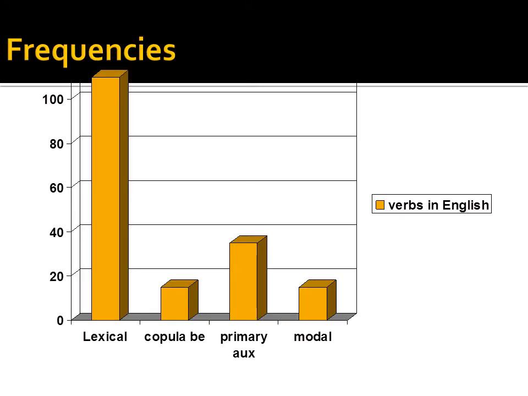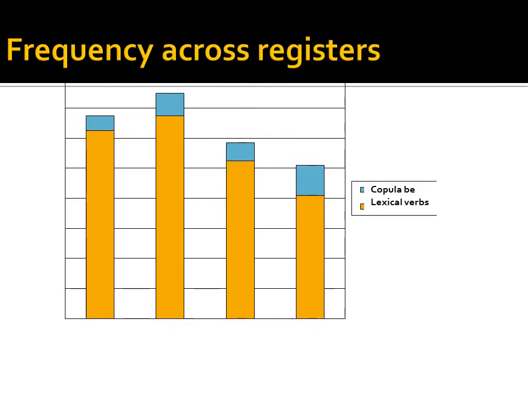Lexical verbs are by far the most common that are used in English, and they go into more detail about this frequency in your book. And even across the different registers, and this is for conversation, academic English, fiction, and news, you can see that the lexical verbs are much more frequent. Although in the academic writing, which is the last bar here, there are more of the be verbs. And they talk about that a little bit in the book too, about some reasons why that might be.